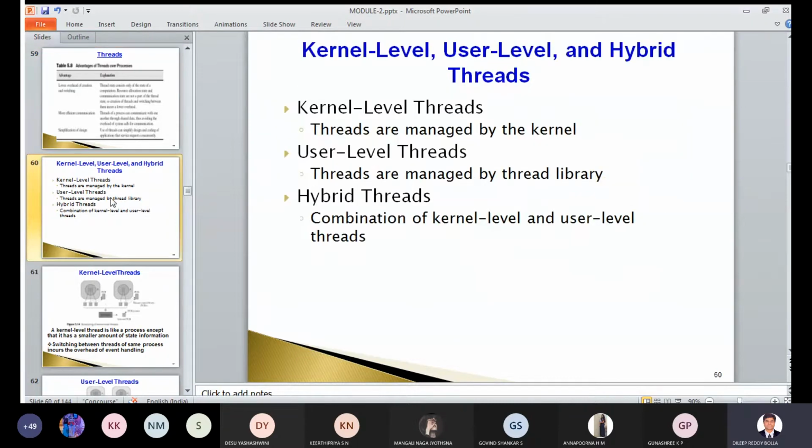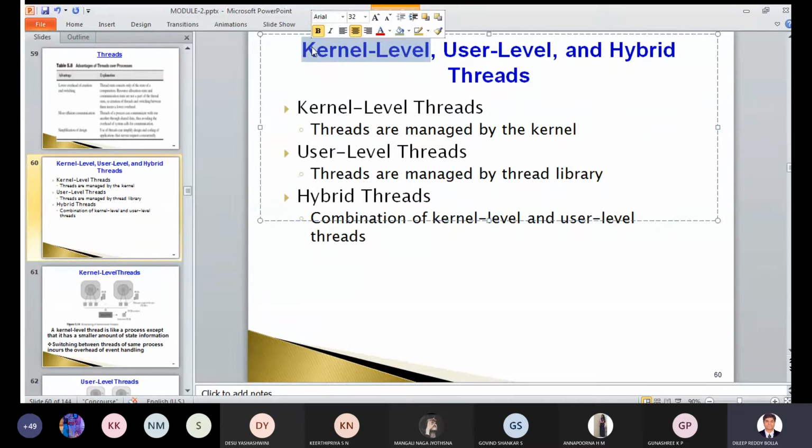Okay. Now, how are these threads classified? These threads are classified, first one based on kernel level. Second one is user level, and third is hybrid. What is what? Kernel level, user level, and hybrid level. So what is the meaning of this? Similar to like this. Whenever you are trying to log into your Windows operating system, okay, you may have something like this.